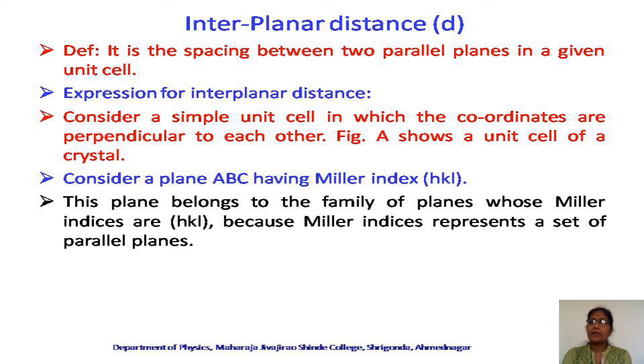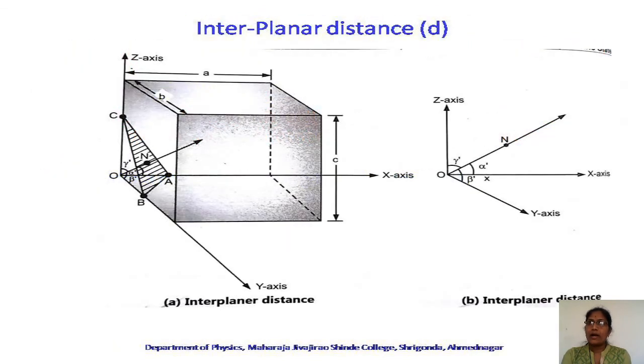In order to find out the d, that is interplanar distance, you have to consider a unit cell whose lengths are a, b, c and whose angles are alpha, beta, gamma. These are the lattice parameters of a given unit cell. Now consider the origin and consider a plane ABC. In order to find the d, draw a perpendicular ON to this plane ABC. It will define the interplanar distance.